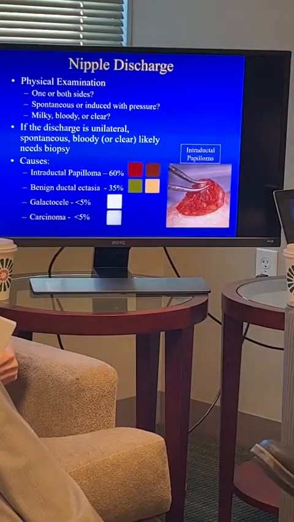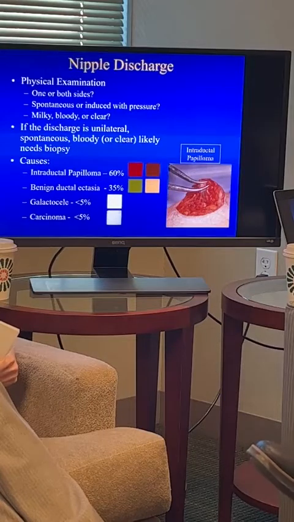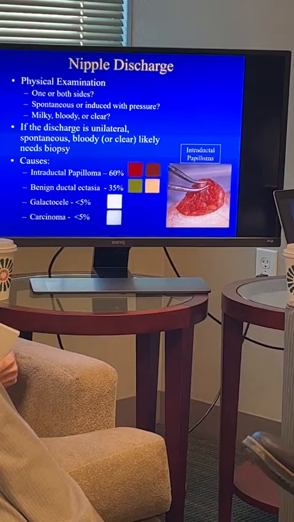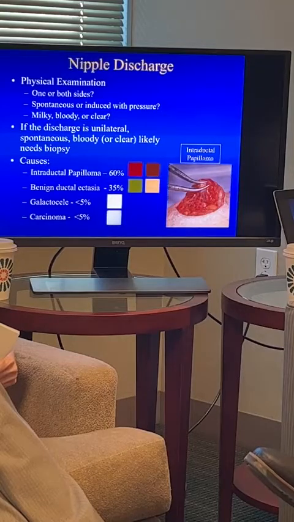Nipple discharge is relatively uncommon in a non-lactating breast, but it can be an important differential diagnosis. When examining such a patient, it's important to determine if the discharge is from one or both breasts, is it spontaneous or only induced with pressure on the breast, and what's its characteristics? Specifically, is it milky, bloody, green, serous, clear?